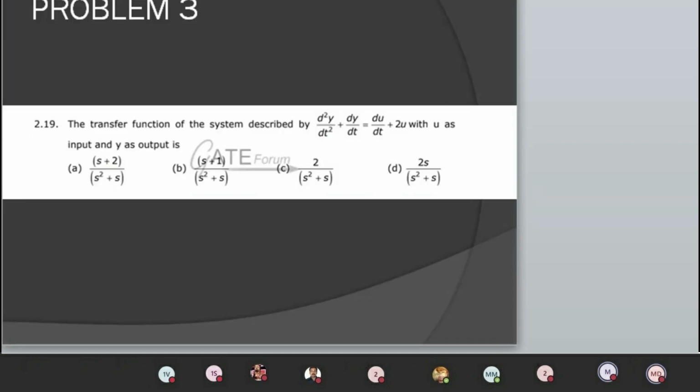Now, once again, a simple problem. The transfer function of a system is given by, this is a second order differential equation: d square y by dt square plus dy by dt is equal to du by dt plus 2u, with u as input and y as output. Okay, what is the transfer function?